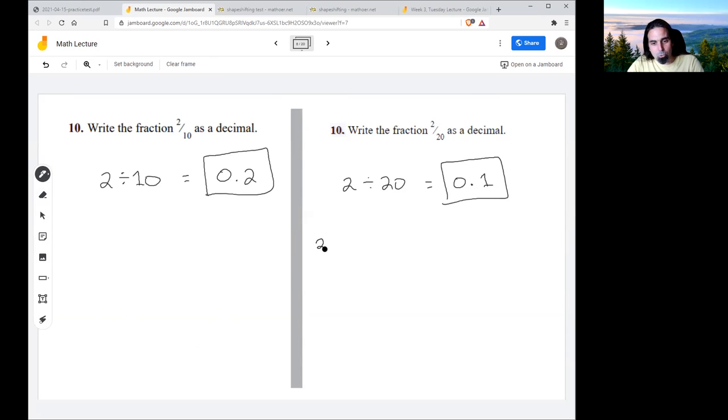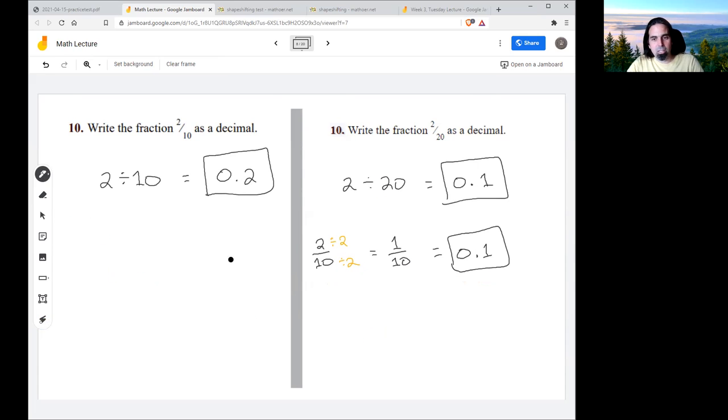I could look at my 2/20 and say, hey, I can reduce that. And that gives me 1/10. And I will just say that 1/10 and know that that's 0.1 because that's 1/10. Just like I could look at this one and say that's 2/10. So yeah, maybe that makes you feel smart. It's clever, but it's not any faster.